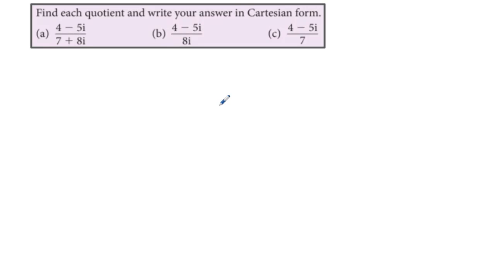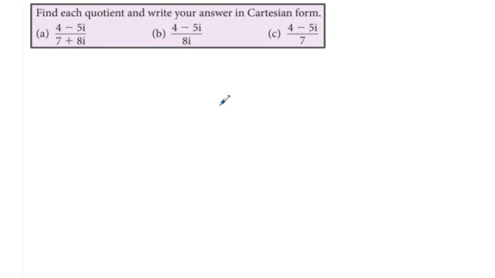Find each quotient and write your answer in Cartesian form. So we have done an example of finding a quotient where we've said the answer is going to be a general a plus bi, and we've written that, we've done a multiplication, we've prepared coefficients. I'm now going to show you how you can do it by utilizing complex conjugates.